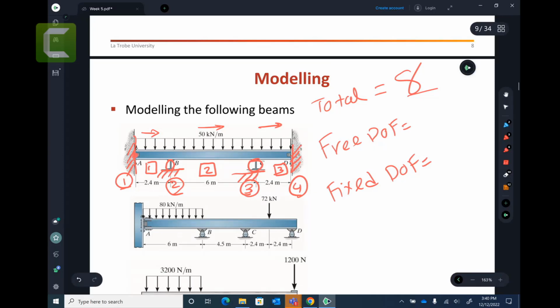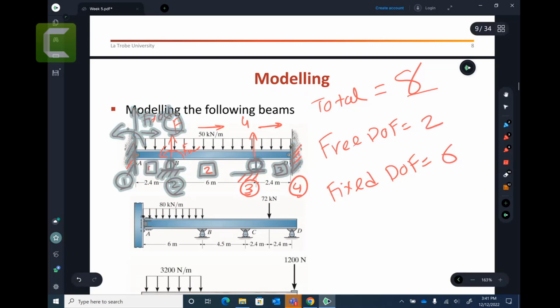No, it cannot go up and cannot rotate. So it's fixed. This point cannot go up. That is fixed, but this can be free. So 1, 2, 3, 4, and 6 are fixed degrees of freedom and 2 are free degrees of freedom. I hope you understand that.